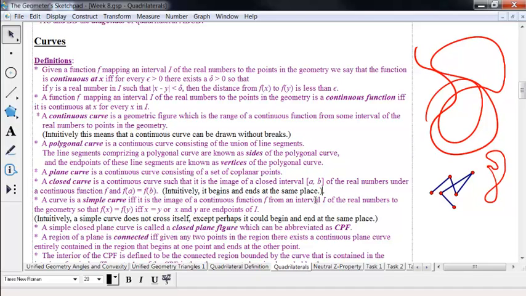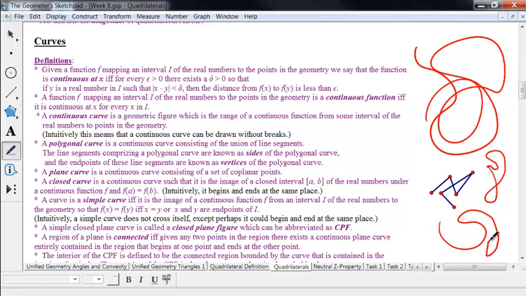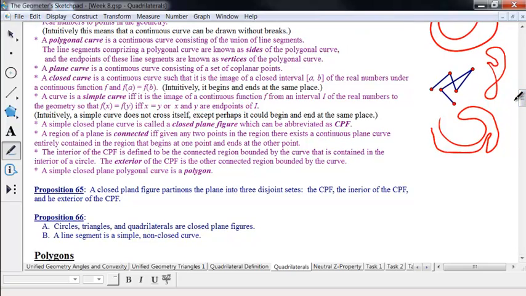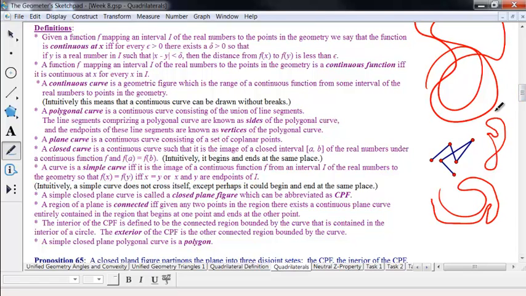Okay. Now, a curve is a simple curve if it's the image of a continuous function, but it doesn't cross itself. So that would be a simple curve. For example, all 3 of these curves here are not simple because they cross over themselves. This one right there at that point, this one several times, this one at a point right there.